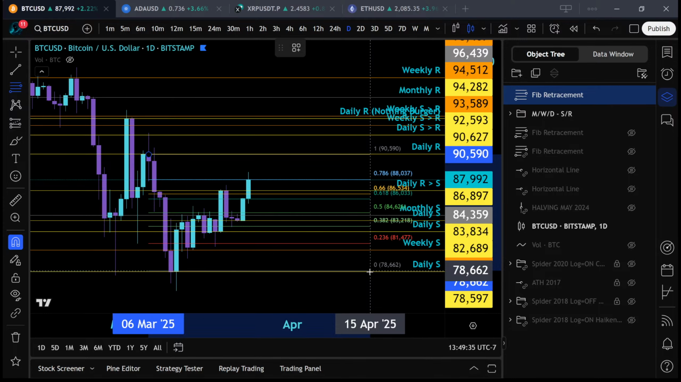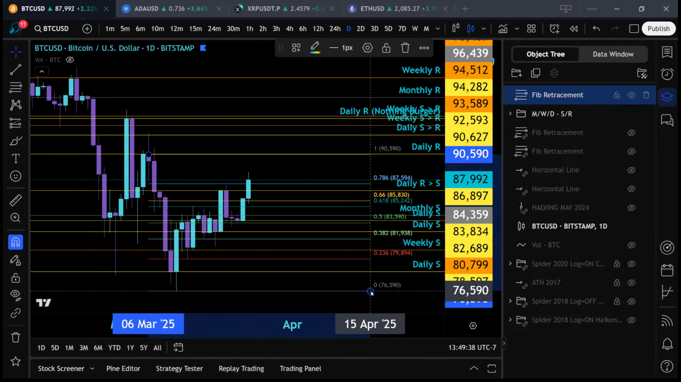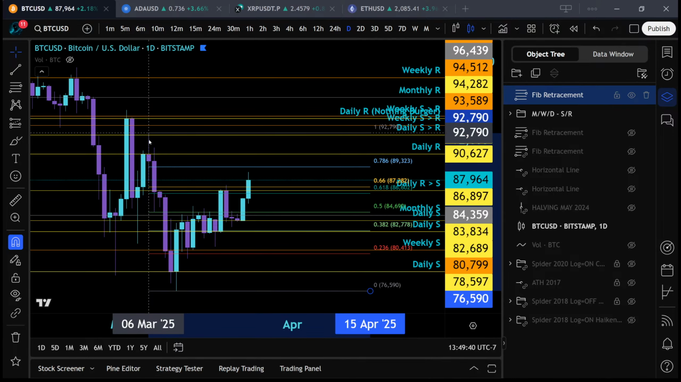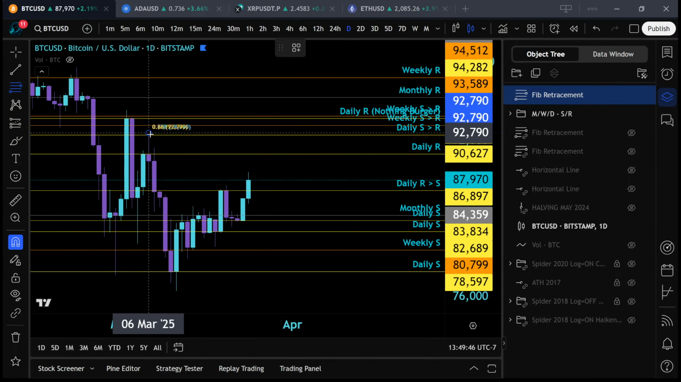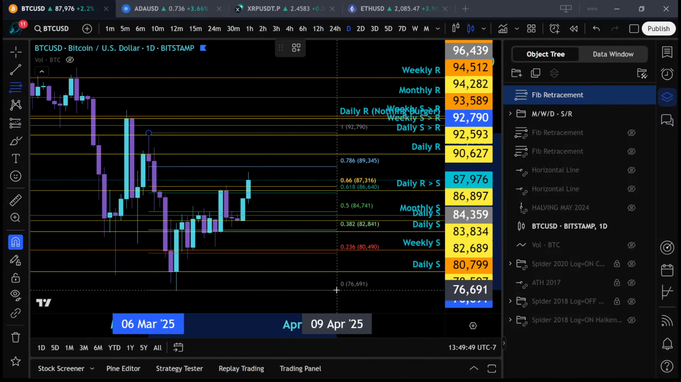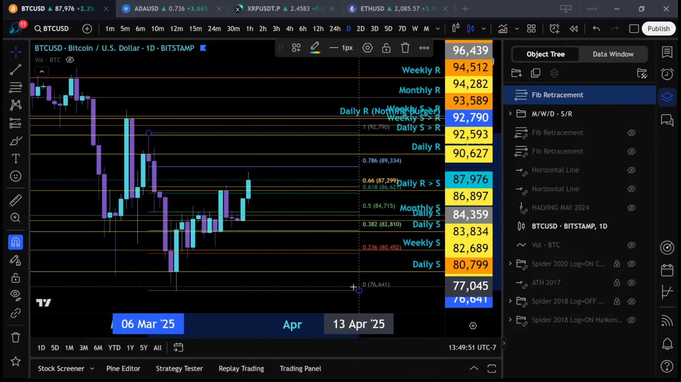Should we do the wicks? Yeah, that's the wicks actually. So let me start over. All right, so let's do the top of this wick down to the bottom of that wick, and these are going to mark out our resistance fib levels.